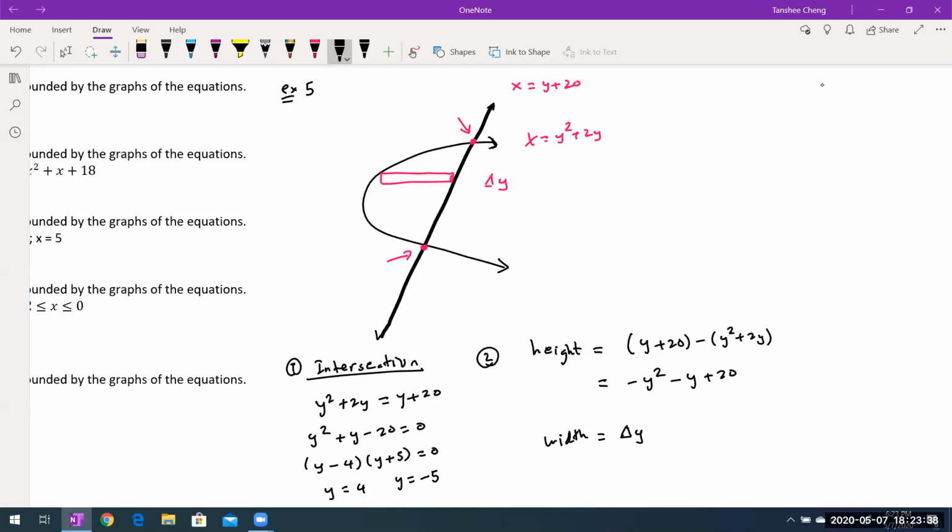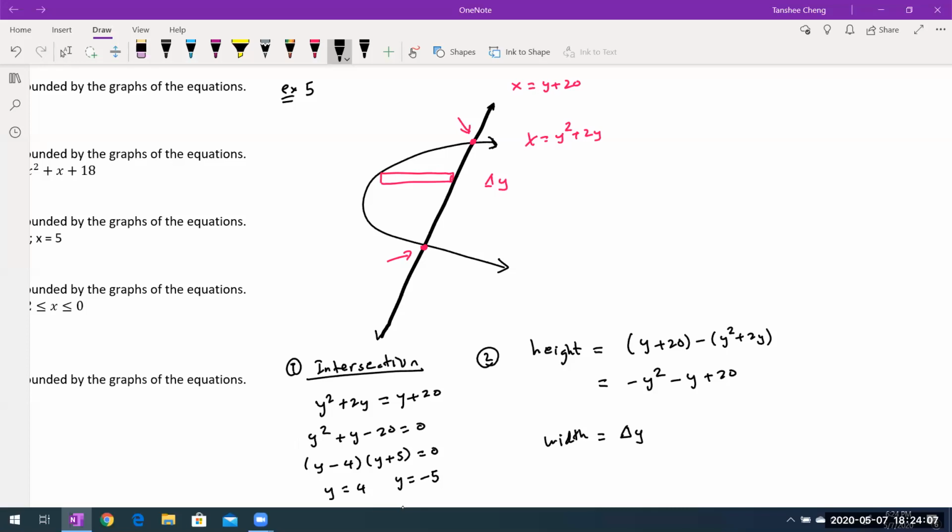So for the intersections, when we set up the two equations, we got my y values to be 4 and -5. So that gives us our limits. Now we want to talk about the height and the width of the rectangle. The width is easy because we already decided it will be a horizontal rectangle, so the width will be dy. And how do we decide the height?